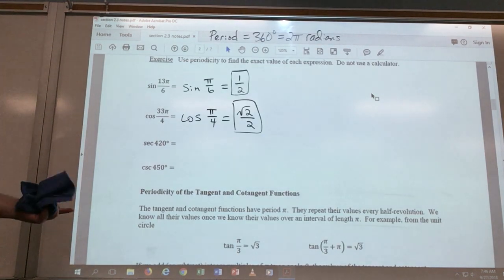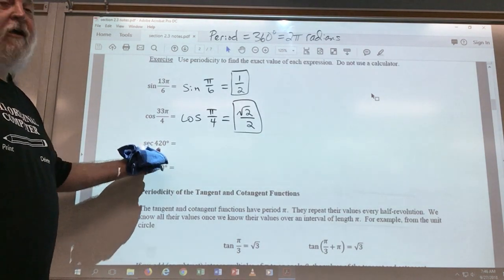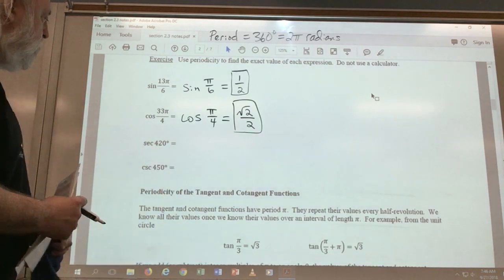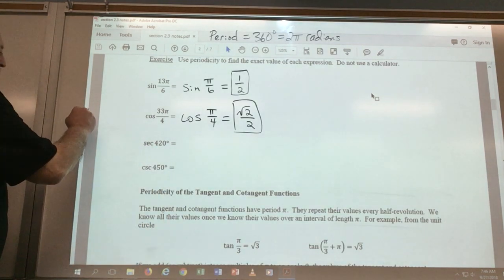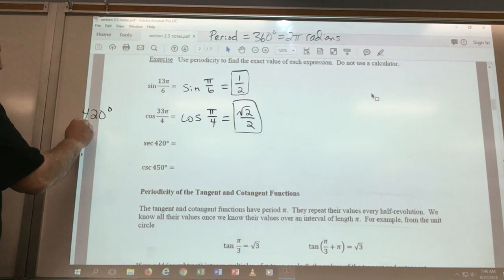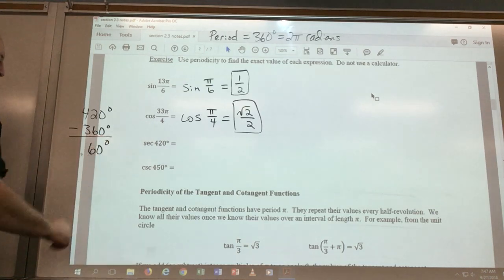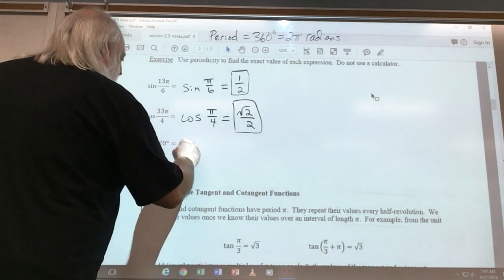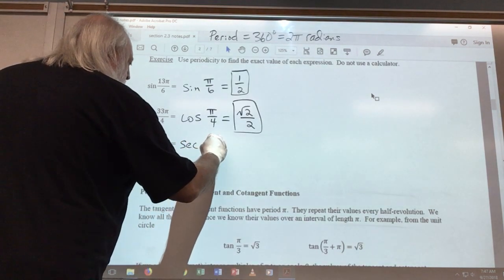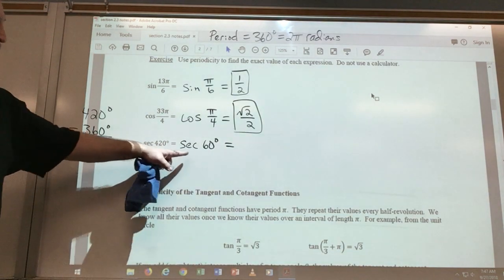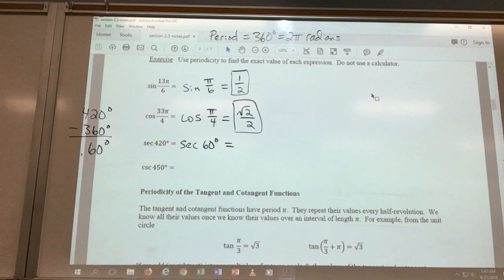All right, now we're going to go to degrees. Secant of 420 degrees. You know 420 degrees is more than 1 revolution. So if I subtract 360 degrees from 420, I get 60. So the secant of 420 degrees has the same value as the secant of 60 degrees, because these two angles only differ by 360 degrees.